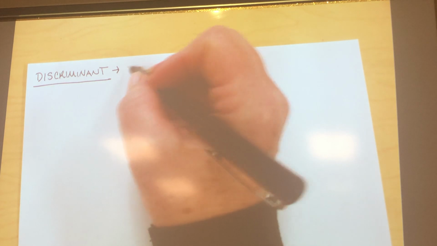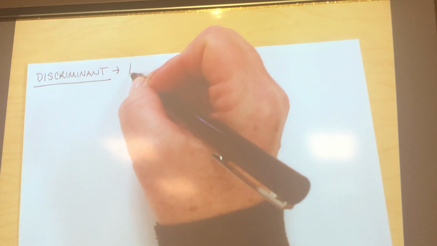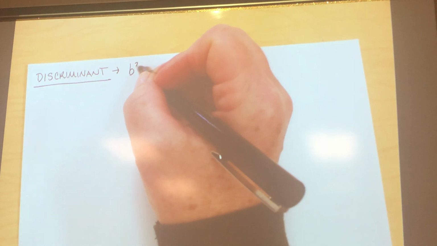The discriminant is the number under the radical. Tell me how to find that number. What's the formula say? What's under the radical in the formula? b squared minus 4ac.